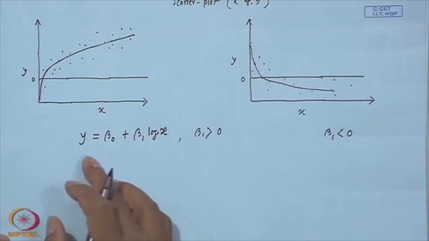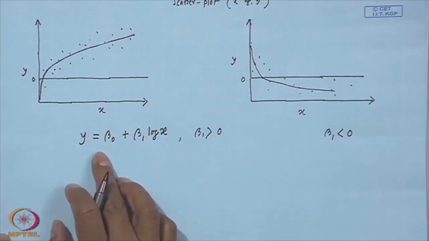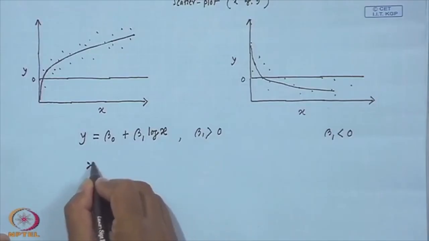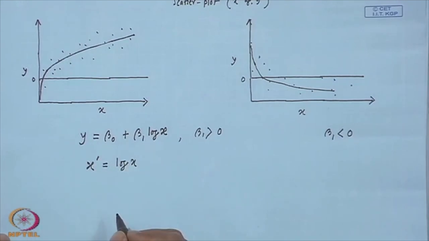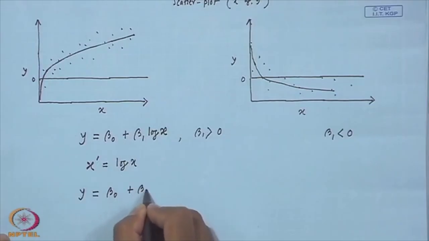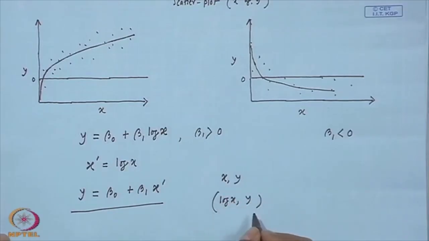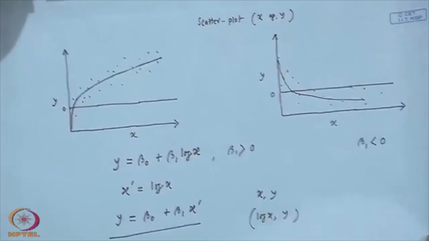Okay. And it is very easy to realize that this is a linearizable function, because here you just take the transformation x prime equal to log x, and then the model becomes y equal to beta naught plus beta 1 x prime. So, given the data x y, you transform that to log x, y and fit this linear model. Okay. And I give one more example and then stop here.